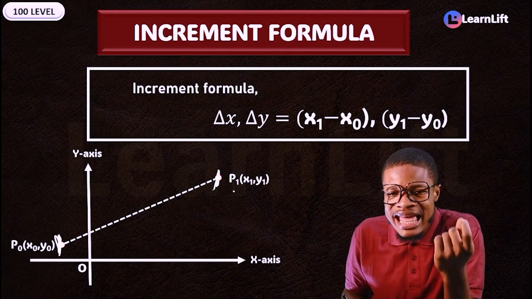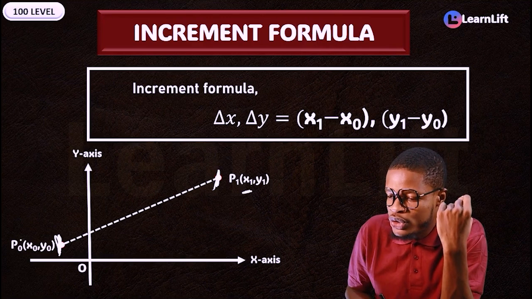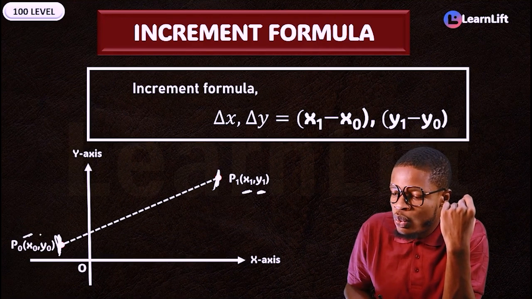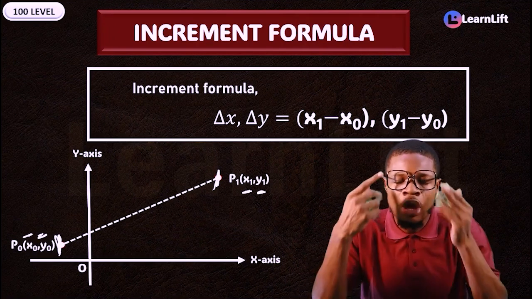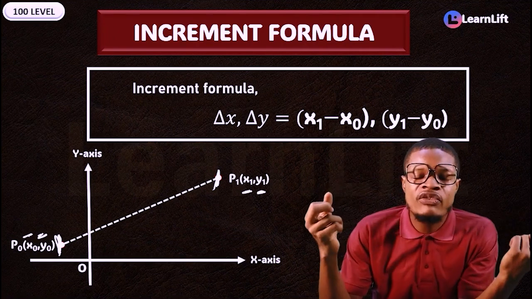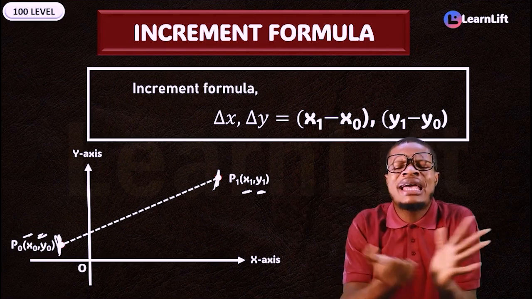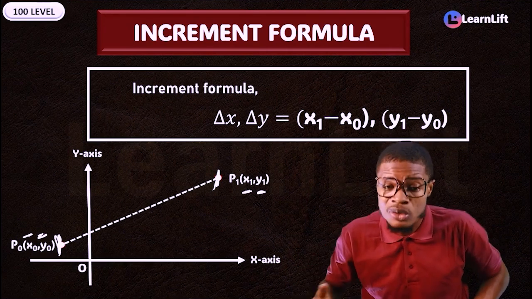So the change in x, change in y is your x1 minus x0, your y1 minus y0. For the last time, close your eyes and tell me, what is the increment formula? Change in x, change in y is equal to x1 minus x0, y1 minus y0. This is called your increment formula.